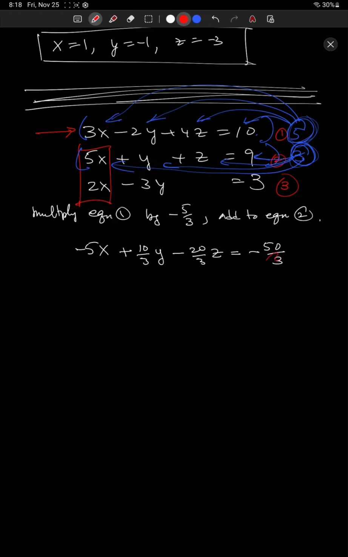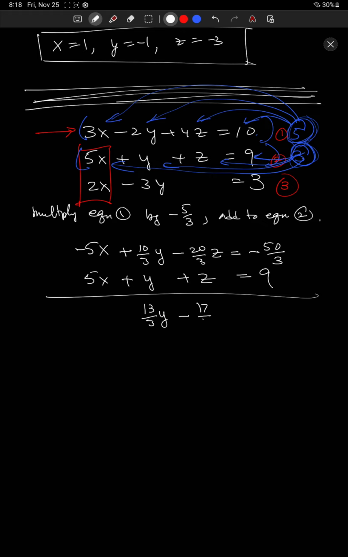All right, in any case, now that we've done that, if we look at equation 2, 5x plus y plus z equals 9, when we add them, the two terms will go away, and we'll just have y's and z's. All right, so 13 over 3y minus 17 over 3z is equal to minus 23 over 3, right? Horrible, but again, nothing that a computer cares about, all right?